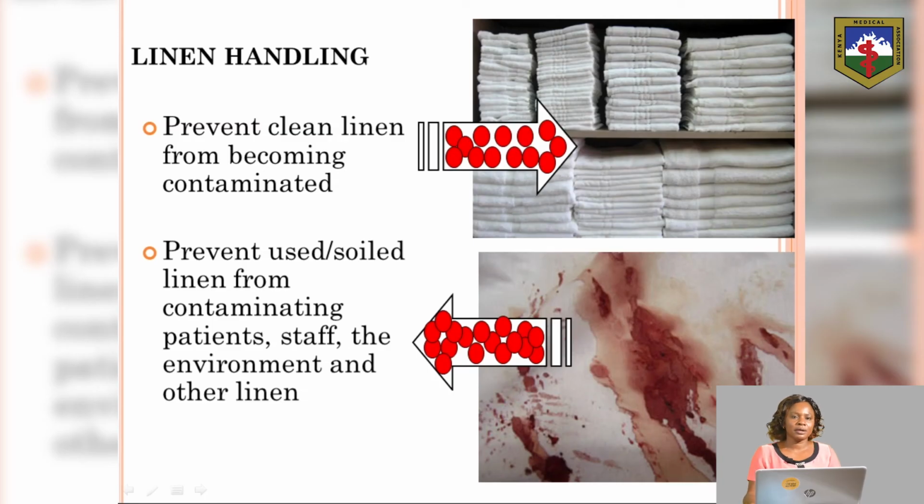Infections like MRSA, that is methicillin-resistant staphylococcus from the skin. So we need to prevent clean linen coming into contact with dirty linen. Linen has to be sorted, infected linen from non-infected. Then it has to be processed with care, avoiding contamination of the environment, because this will expose the patient, the staff, and the environment to infection.